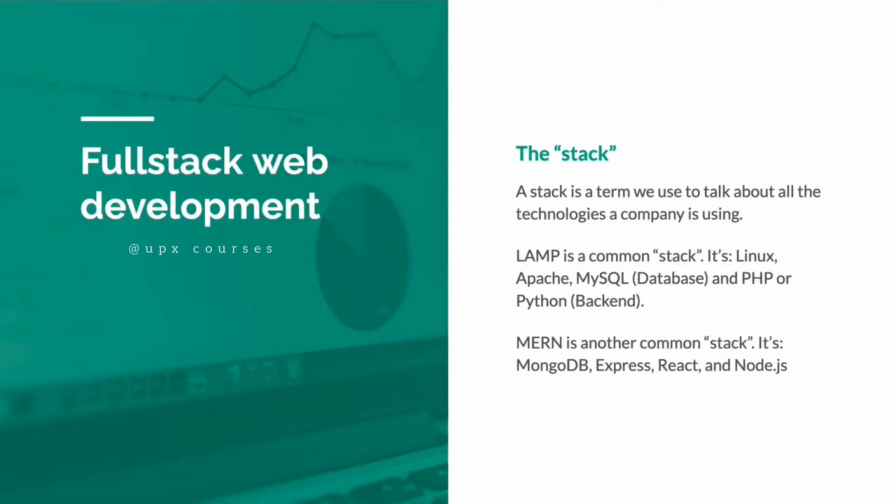A stack is a term we use to talk about all the technologies that a company is using, and stacks can be different. So two popular stacks are LAMP and MERN. LAMP is a common stack. It's Linux, Apache, MySQL for the database, and PHP or Python for the backend. And MERN is another common one. This one is pretty much all JavaScript. It's MongoDB, Mongo database, Express, React.js, and Node.js as the backend language.